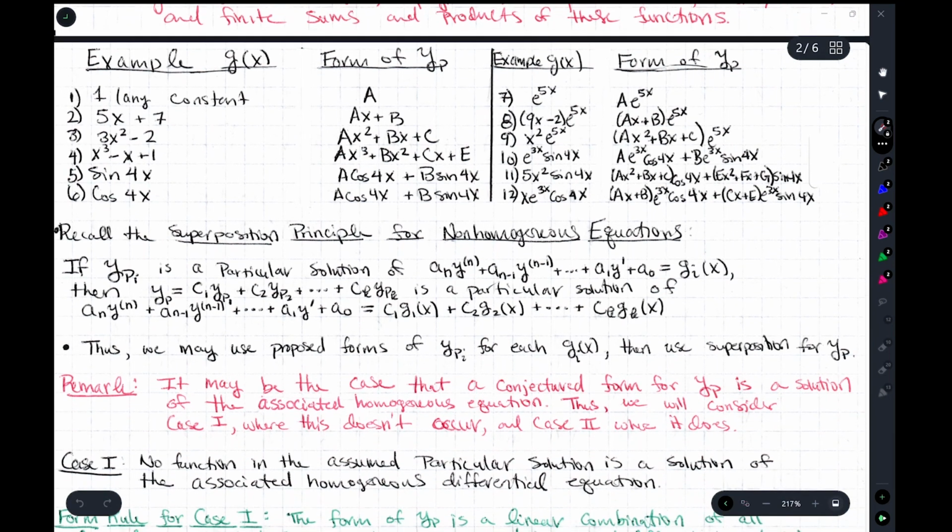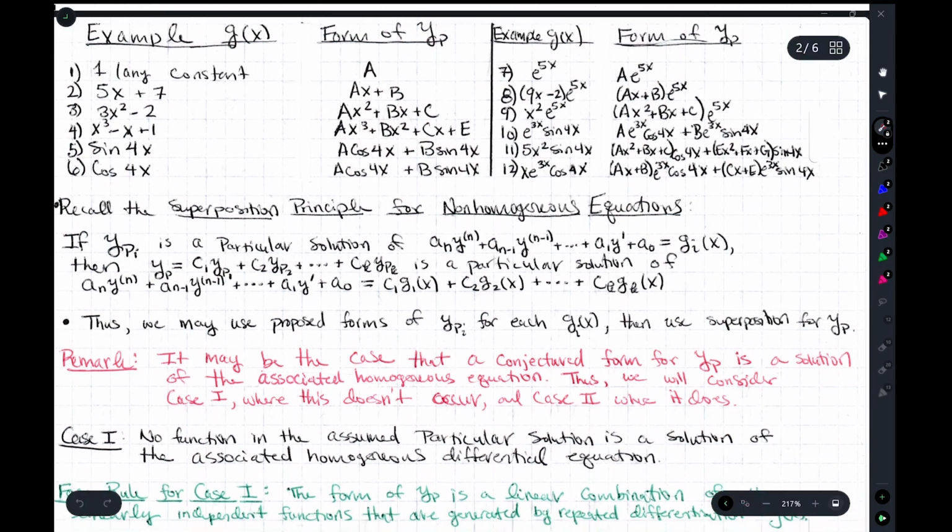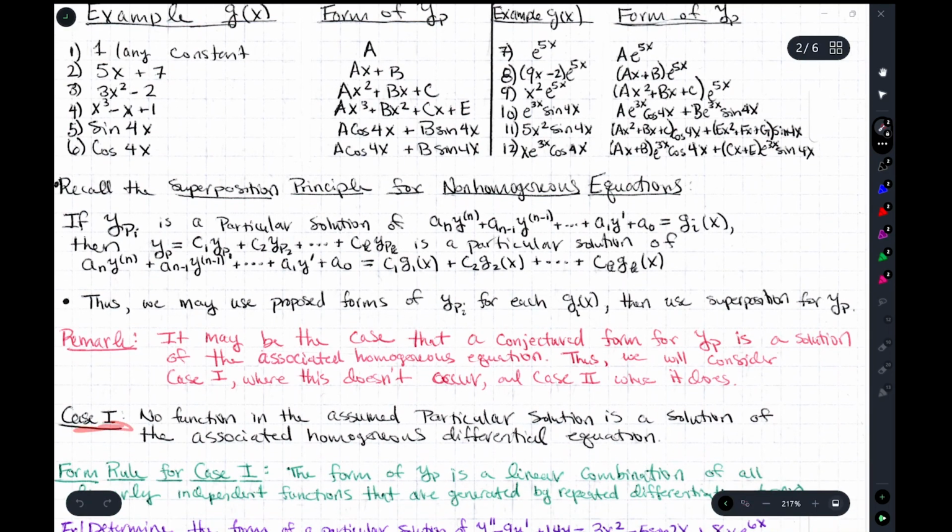Now we're going to tackle that situation later. For now, we're just going to consider the case where that doesn't happen, okay? And in part 2, we will consider the case where it does. So this is case 1. No function in the assumed particular solution is a solution of the associated homogeneous differential equation. Okay, so this problem does not happen where you make a form for yp according to the rules, the examples that you see above, and it turns out to be in the complementary function.